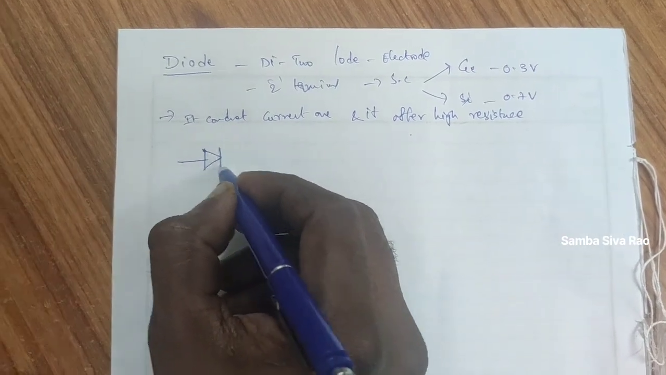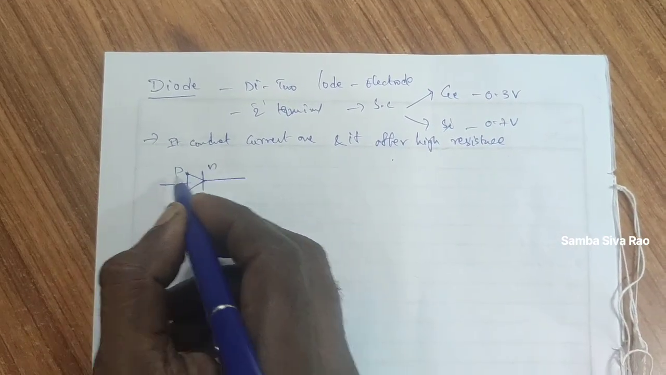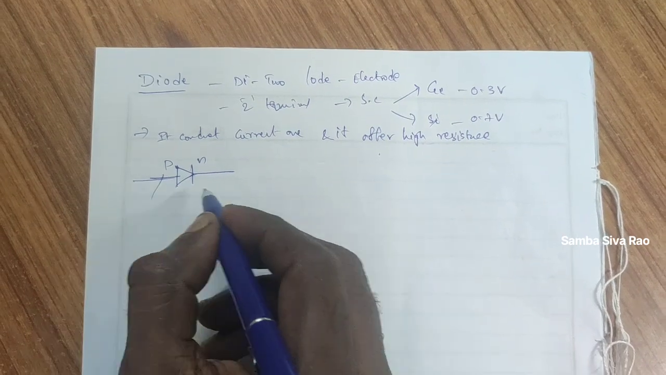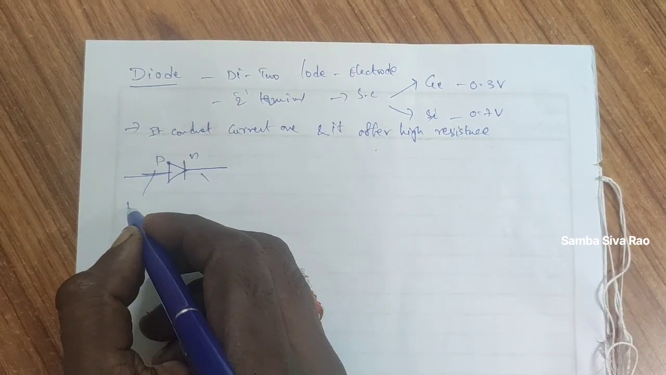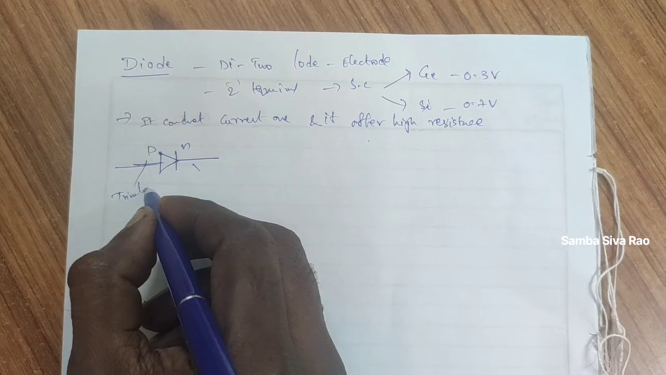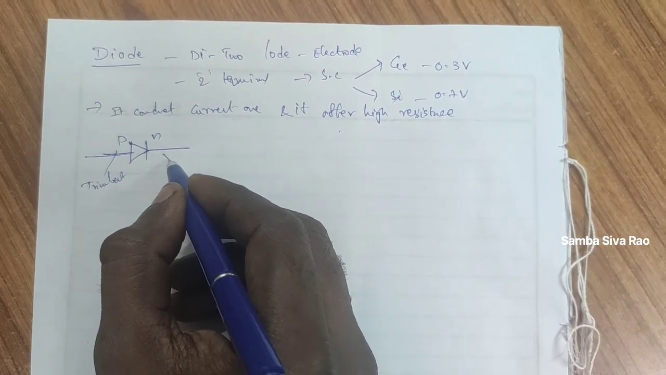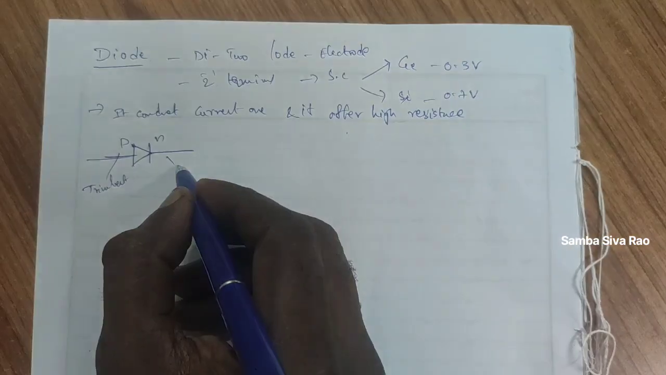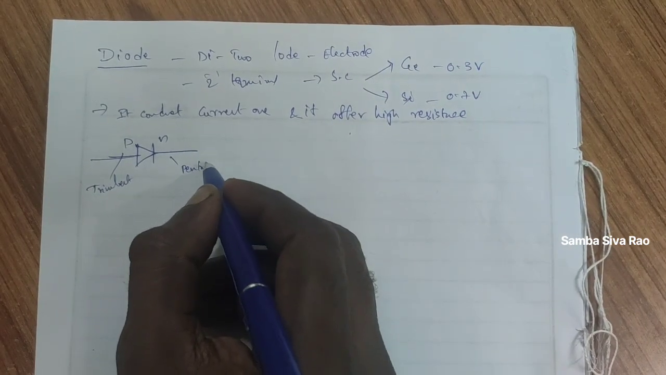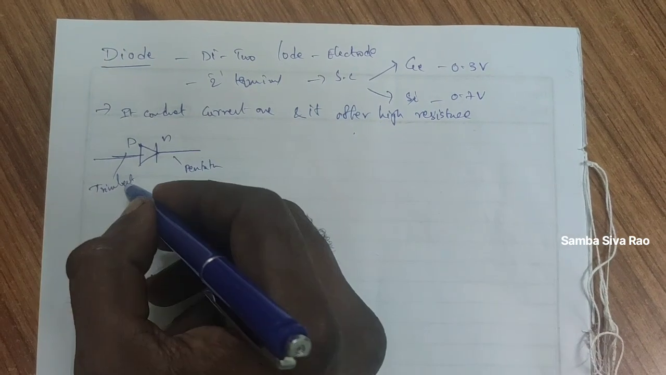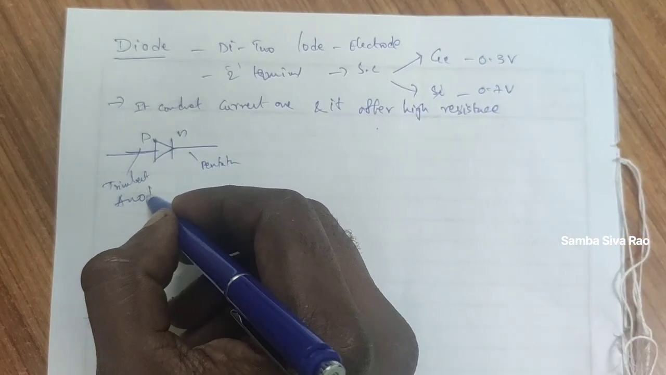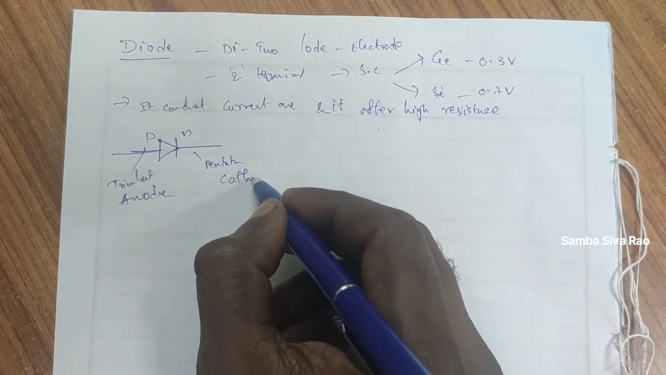What is a PN junction diode? How is it formed? It consists of two materials: the first one is P type, another one is N type. P type means when a trivalent element is added to a pure semiconductor, then it is known as a P-type semiconductor, P-type material. N type means when a pentavalent element is added to a pure semiconductor, then it is known as N type. P means anode and N means cathode.